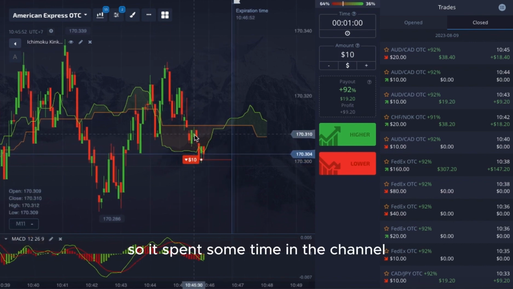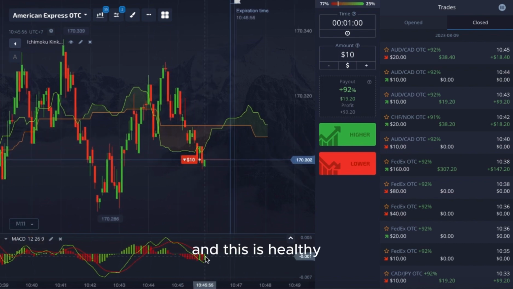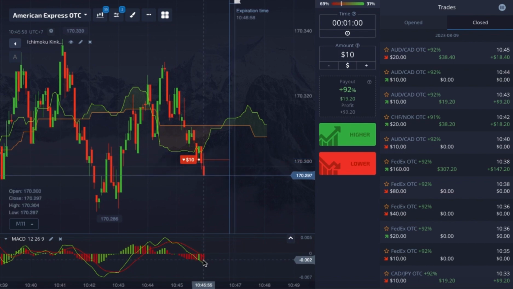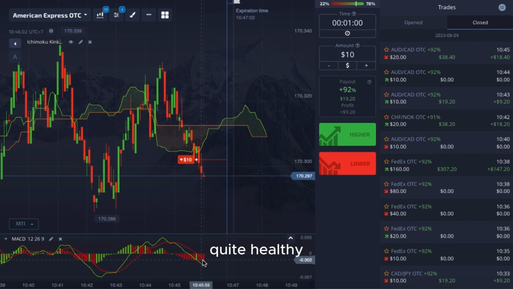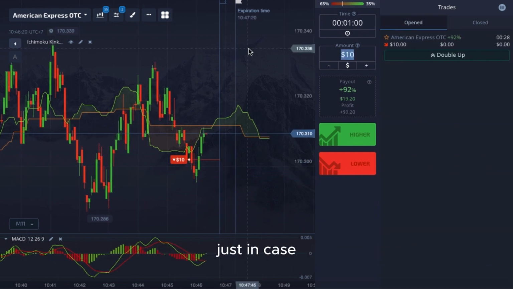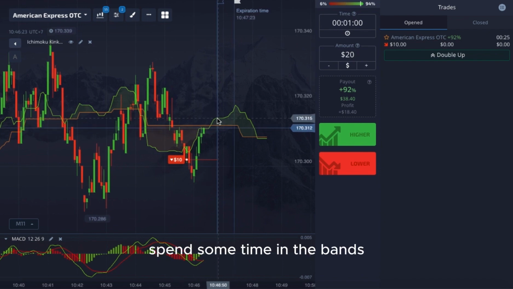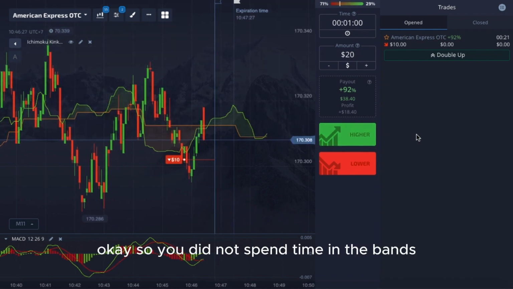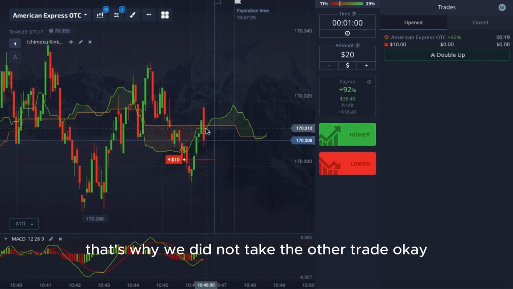So it spent some time in the channel. It came up, and this is healthy, nice long bars on the MACD. So this one should take off quite healthy, unlike some of the earlier ones. Okay, set up for next. Spend some time in the bands. Okay, see, it did not spend time in the bands. That's why we did not take the other trade.